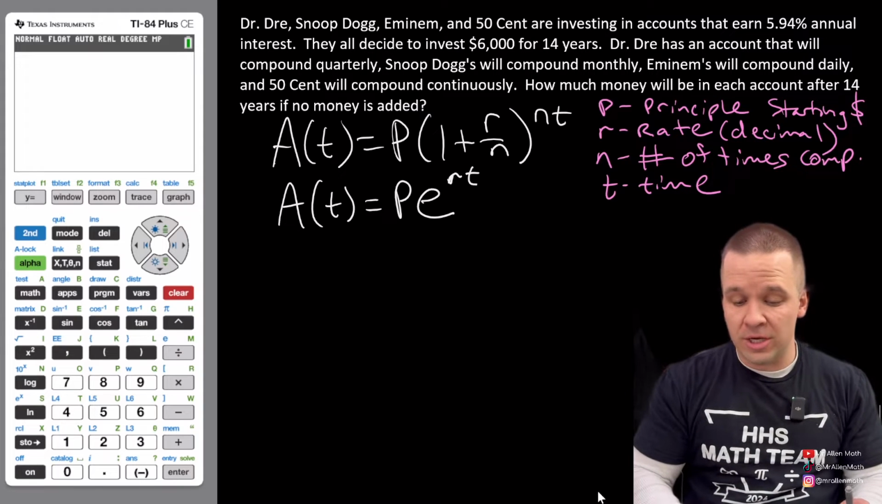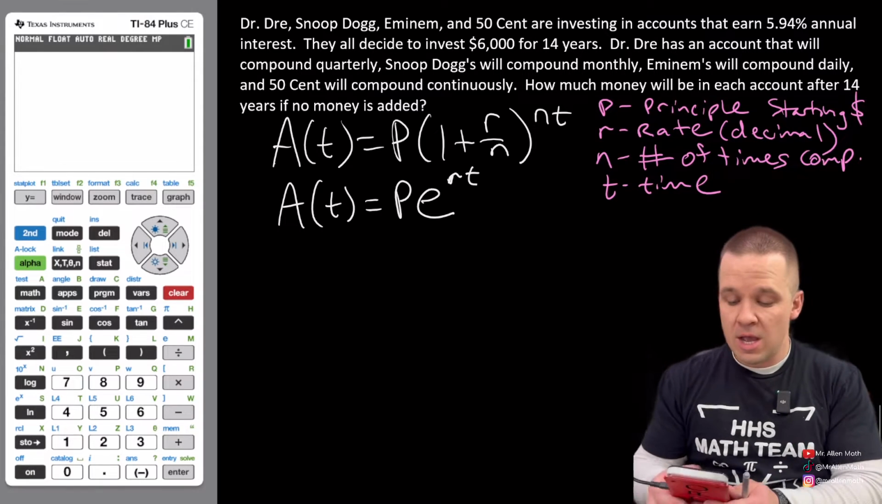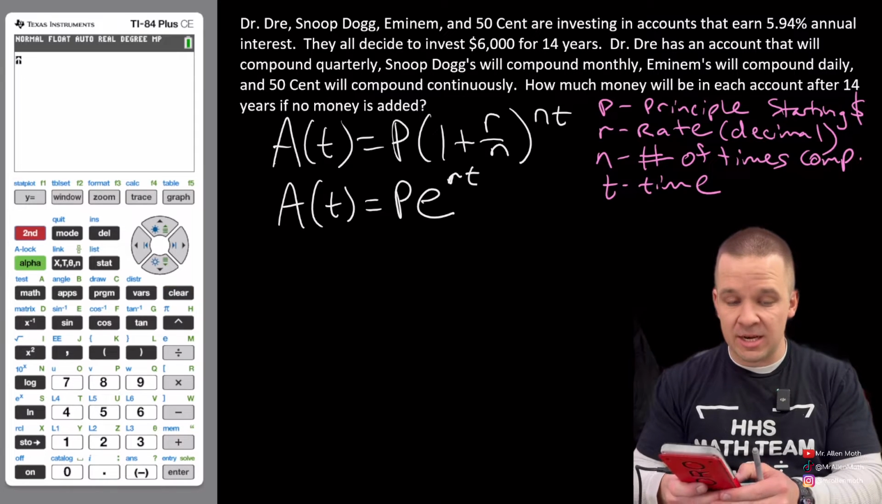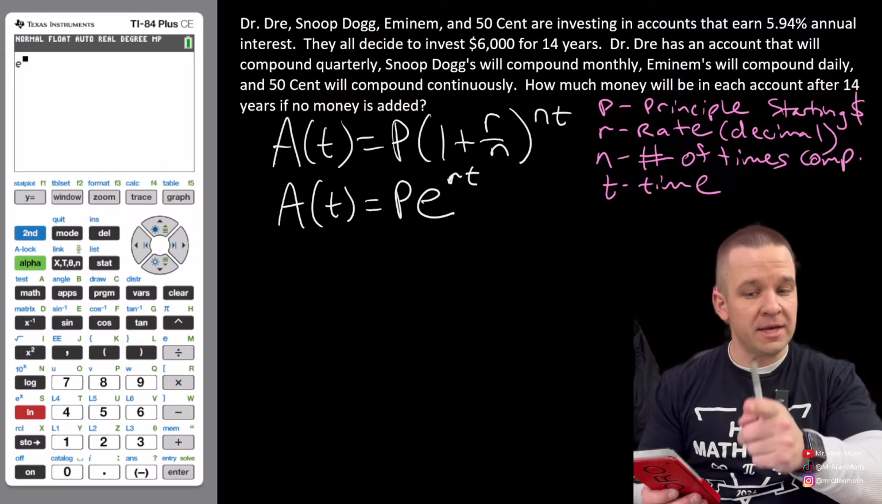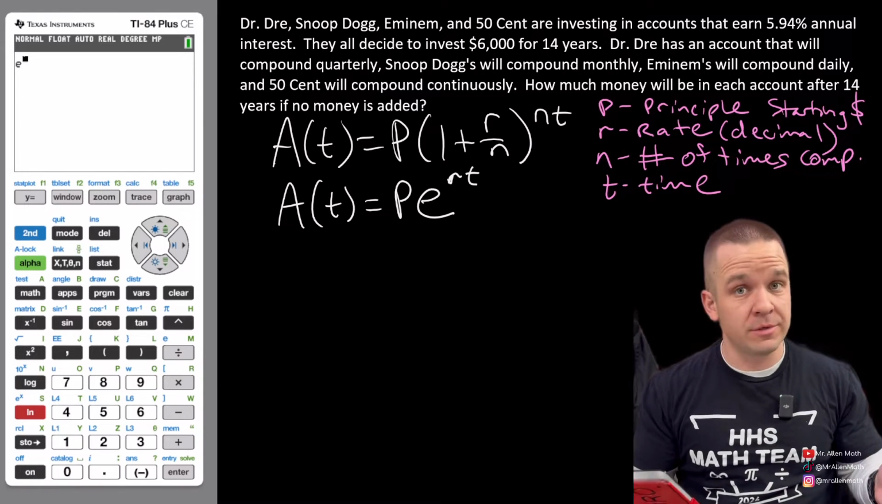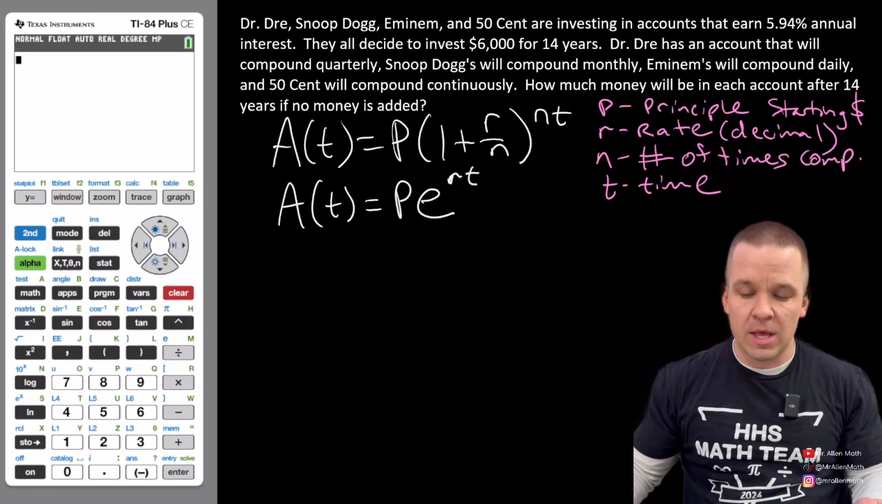So if we were to do that right now, let me pull up my calculator. If I hit second natural log, you see how it's highlighted red right now on LN? That e pops up. We're going to use that in a little bit when it comes to 50 Cent's money, right? Okay, so now we're all set.